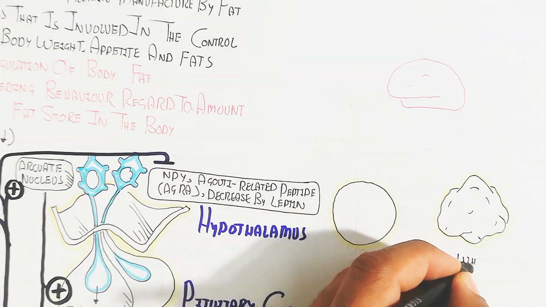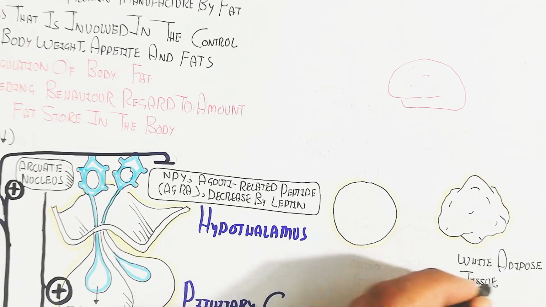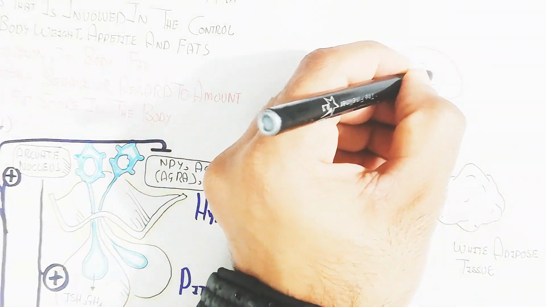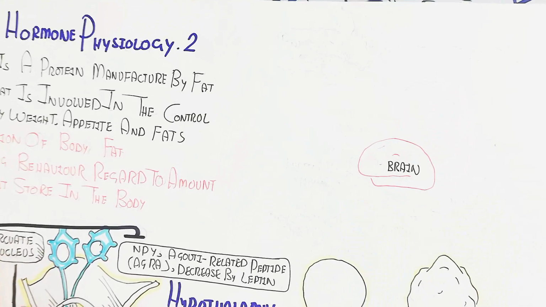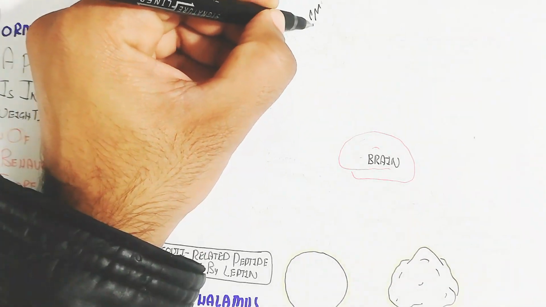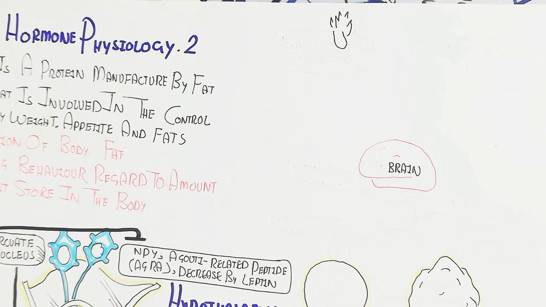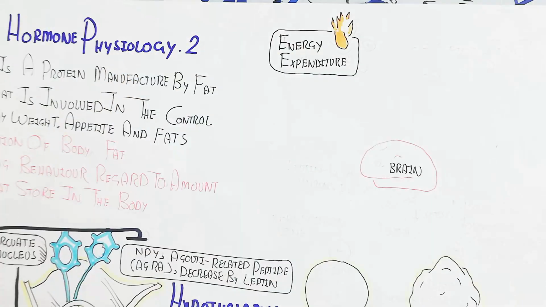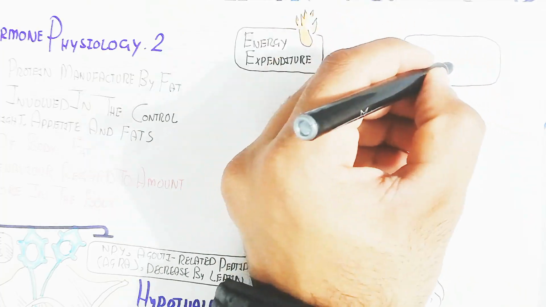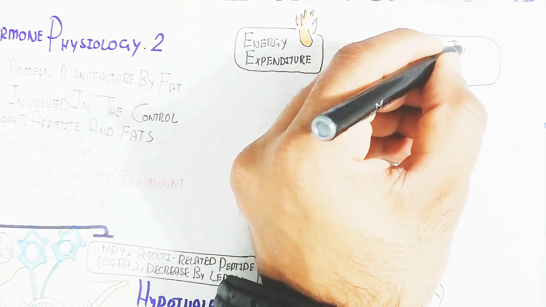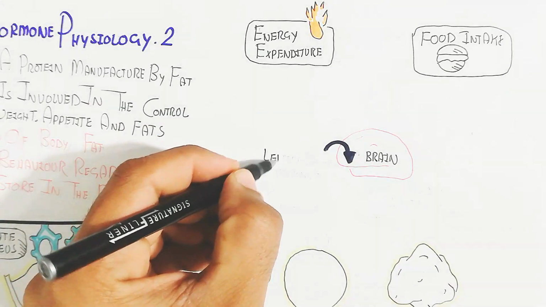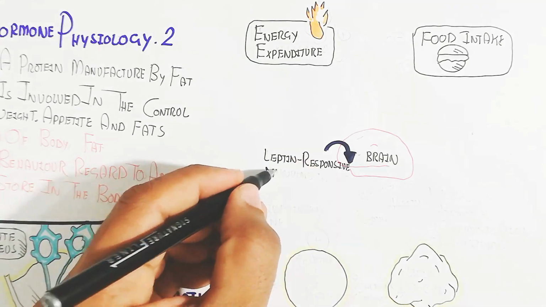Let's begin to understand the summarization. This is the white adipose tissue and this is the brown adipose tissue. Let's understand the function of white and brown adipose tissue. This is the brain, the central metabolic part of the body. We will understand how the energy expenditure and food intake can be regulated and maintained as a homeostatic effect. For example, whenever you eat or do not eat will lead to a decrease or increase in leptin on the basis of the food intake, the calories.